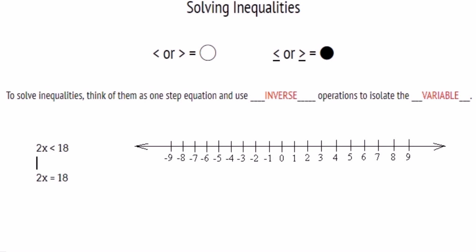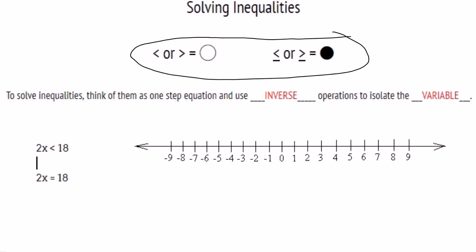These notes go over how to solve and graph inequalities, and it has a lot to do with one-step equations. So to solve inequalities, think of them as one-step equations and use inverse operations to isolate the variable. Right here it says 2 times x is less than 18, and then I have the little key at the top, because if it doesn't have the line underneath of it, it's graphed with the open dot. And if it does have the line underneath of the inequality, which means it's either less than or equal to or greater than or equal to, then it's graphed with the closed dot, which you learned the other day.